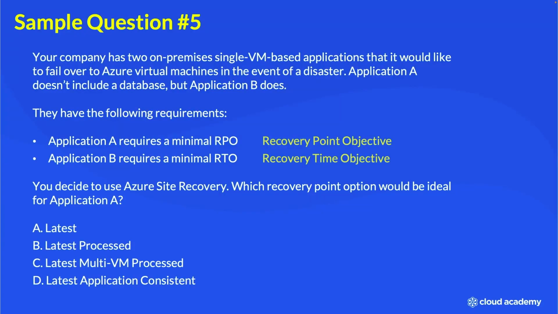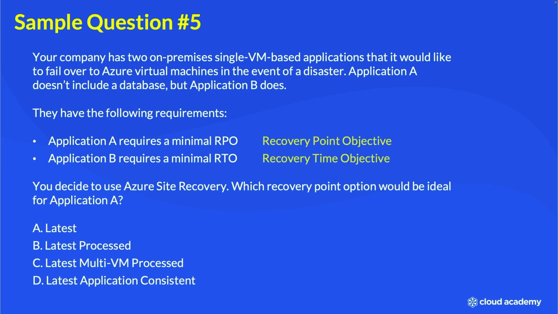Application B requires a minimal RTO, which stands for Recovery Time Objective. And that refers to how long it takes for the backups to be recovered and for the system to come back up again. So if you want a minimal RTO, then that means you want it to come back up as soon as possible. These two things are actually in opposition with each other, because if you want the absolute latest backups, that takes longer than if you want backups from a previous time. And the reason for that, I'll explain in a second.